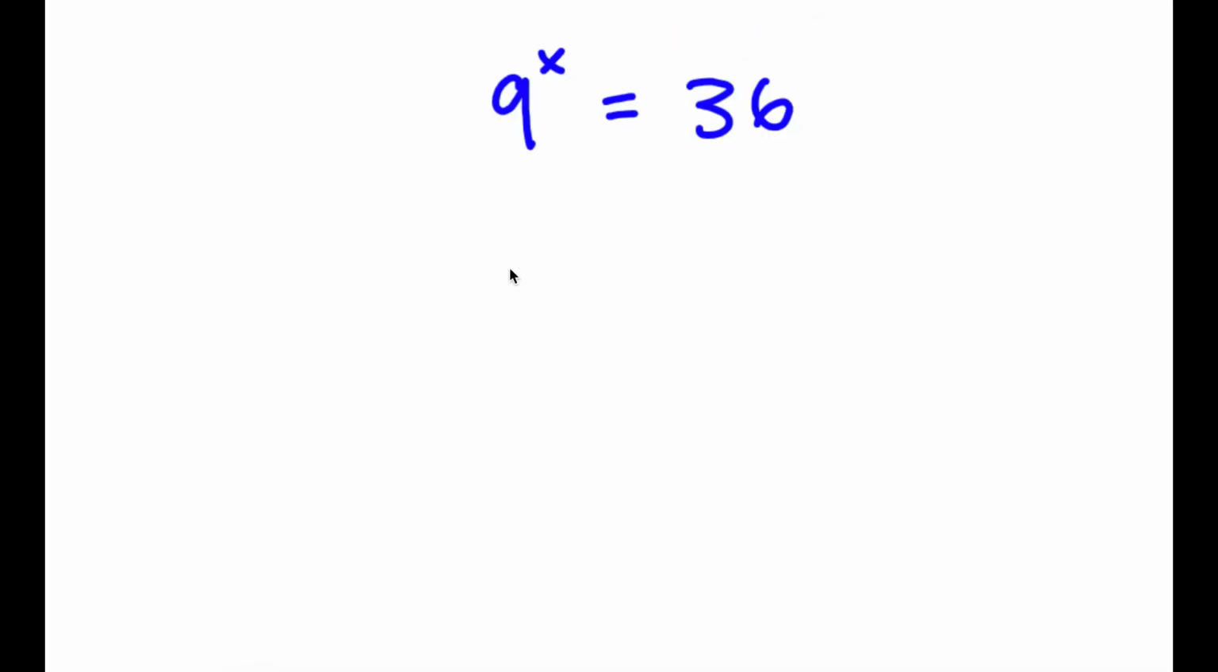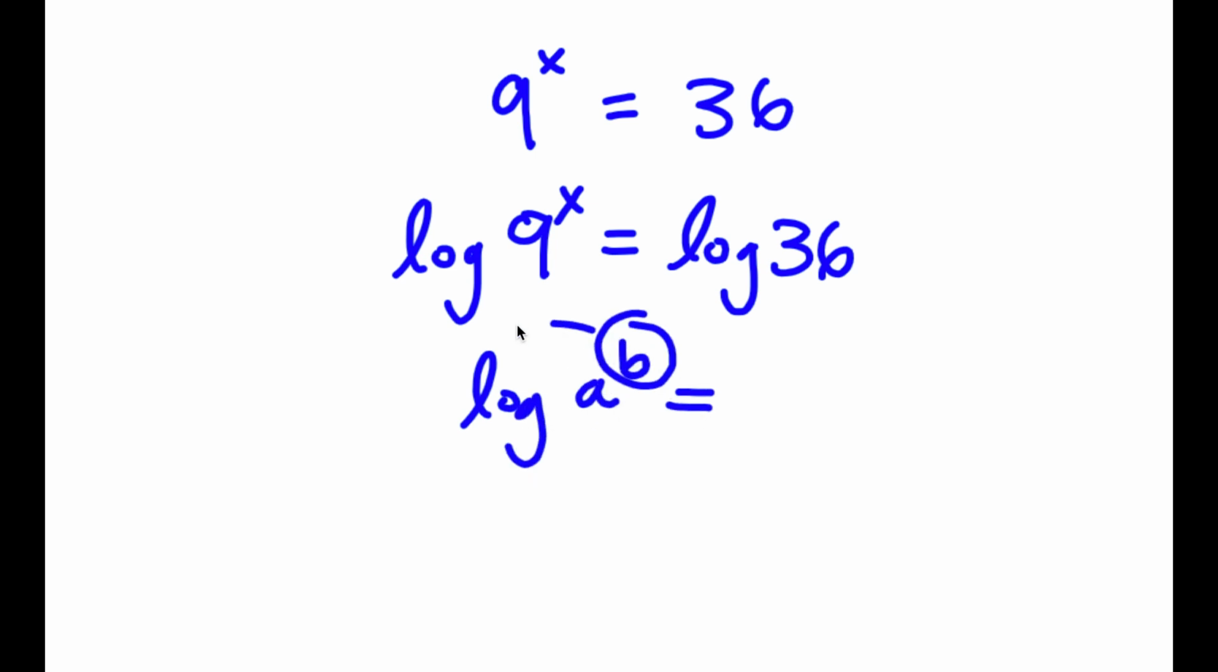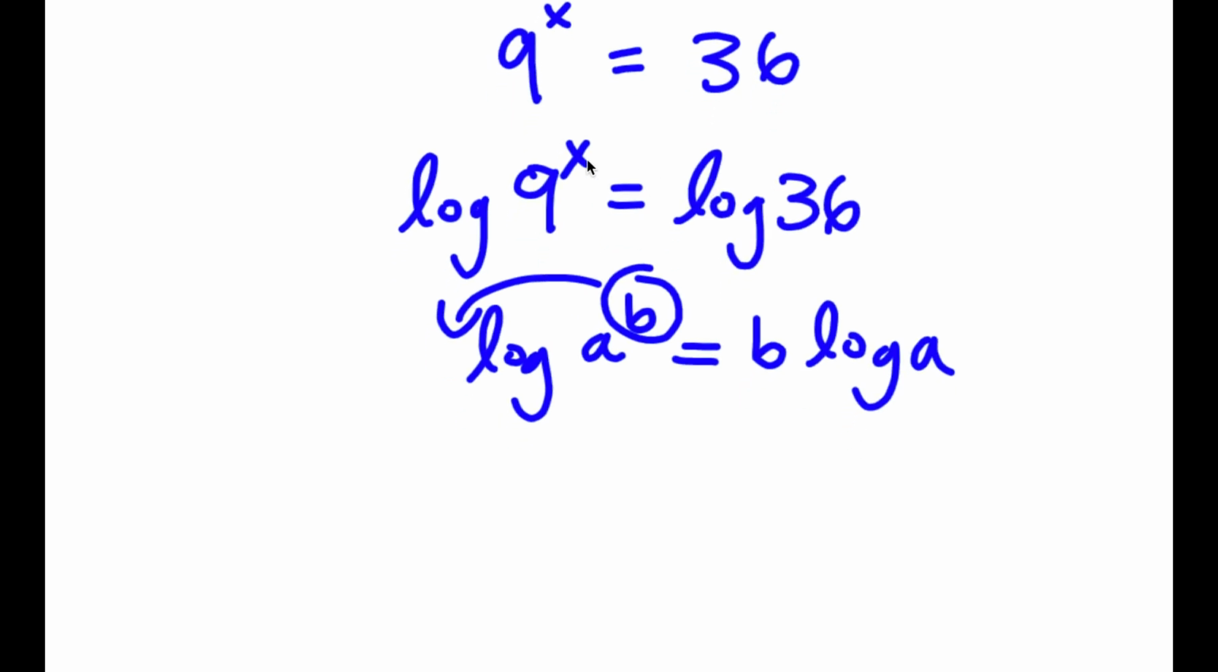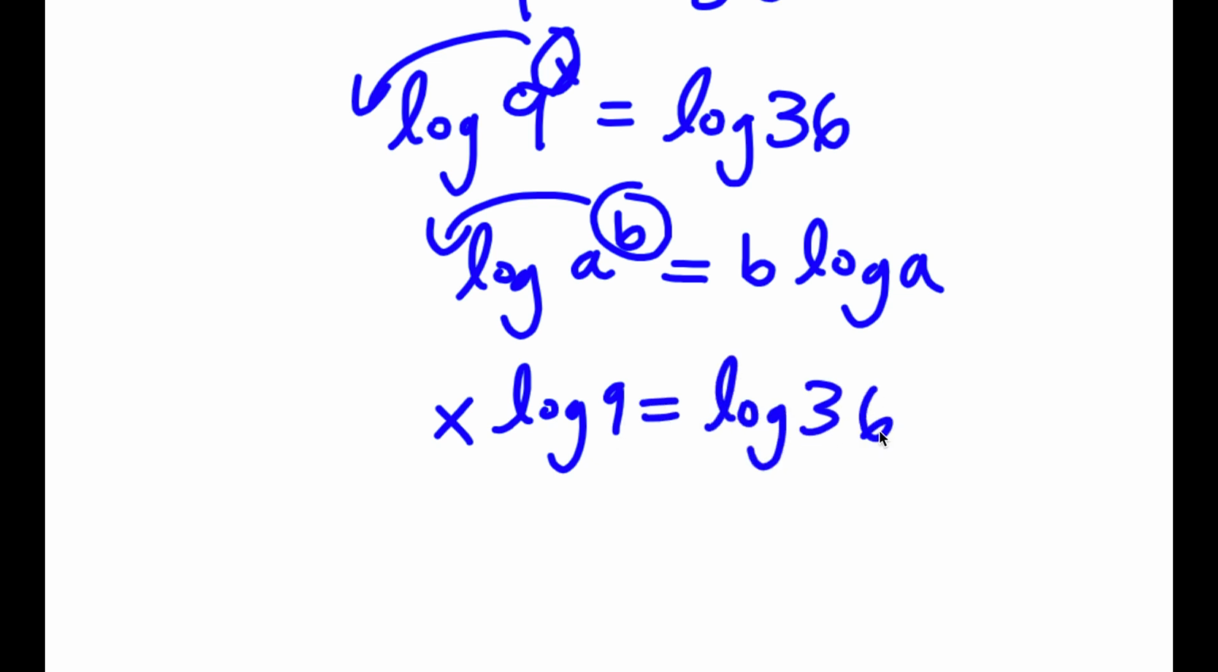Alright, so in this problem, I have 9 to the power of x is equal to 36. So what I'm first going to do is take the log on both sides. So I have log of 9 to the power of x is equal to log 36. Now, if I have something in the form log a to the power of b, I can move this exponent b to the front, so it equals b times log a. So in this case, I have log 9 to the power of x. I can move x to the front. So now I have x times log 9 is equal to log 36.